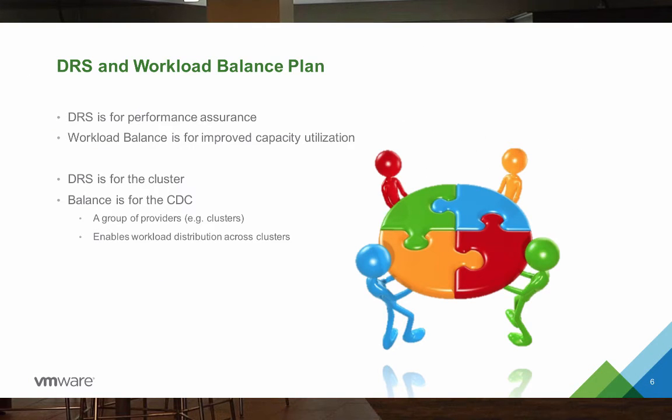So as I mentioned before, DRS is not being replaced by workload balancing. DRS is for performance assurance. Workload balance is for improved capacity utilization. So you can see how these two things work together. Workload balancing and rebalancing is making sure that the workloads go where they need to go. And then DRS is to make sure that they're highly performant down inside of the cluster.